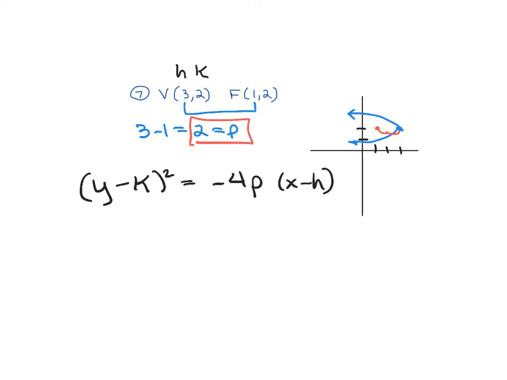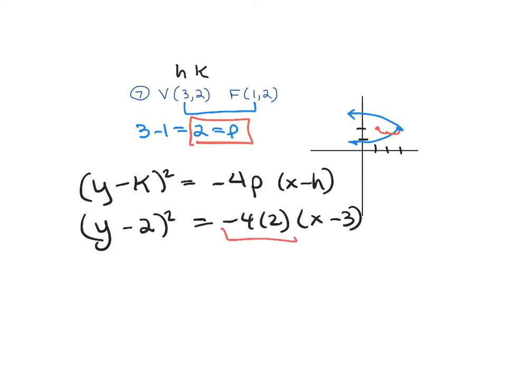I'm going to go ahead and plug in my p-value and my h and k. So y minus 2 squared, my p-value is 2, my h value is 3. I need to multiply these two, so I end up with y minus 2 squared equals negative 8, x minus 3. We have one more example.